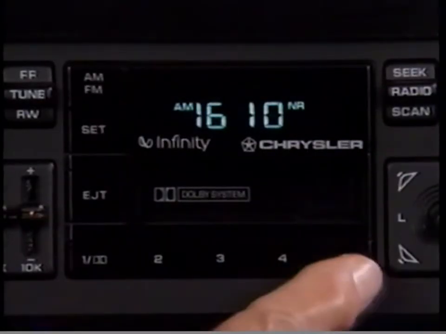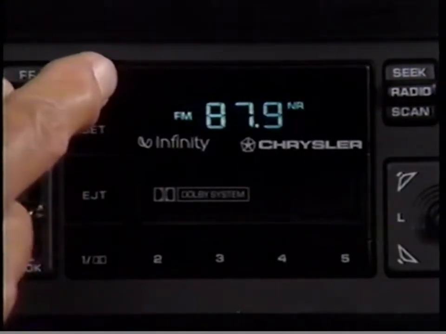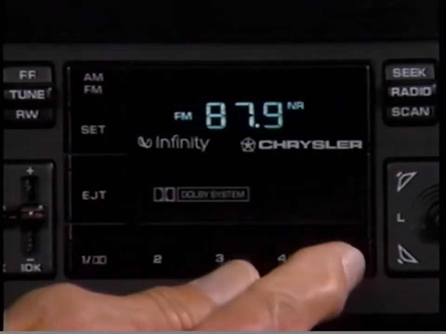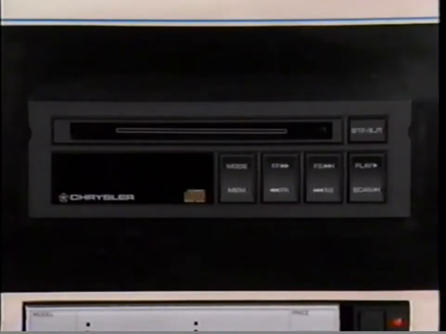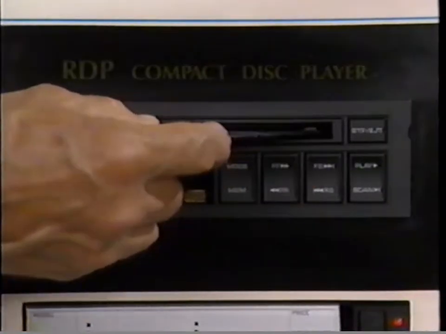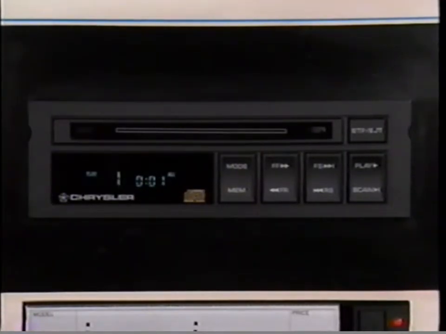Internally, the upper frequency range of this radio has been expanded from 1610 to 1700 kilohertz to accommodate the future expansion of the AM broadcast band. The FM frequency range remains the same as that on all Chrysler radios, 87.9 to 107.9 megahertz. Also carried over for 1991 is the RDP compact disc player. With the radio on, a logic control feature overrides the radio and cassette player when a disc is inserted.